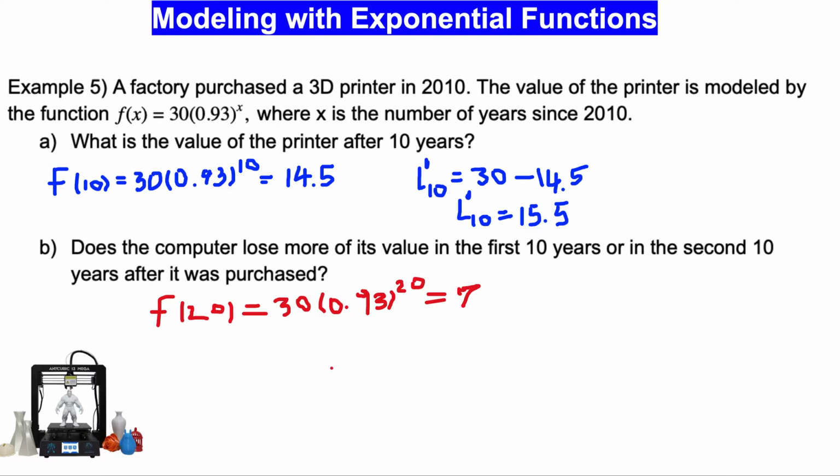Now we look at the loss for 20 years, let's say L20: how much it lost in value over 20 years. We know the initial value was $30, and at the end it was $7 after 20 years. So it's easy: 30 minus 7 is $23. After 20 years, the printer lost $23 in value.